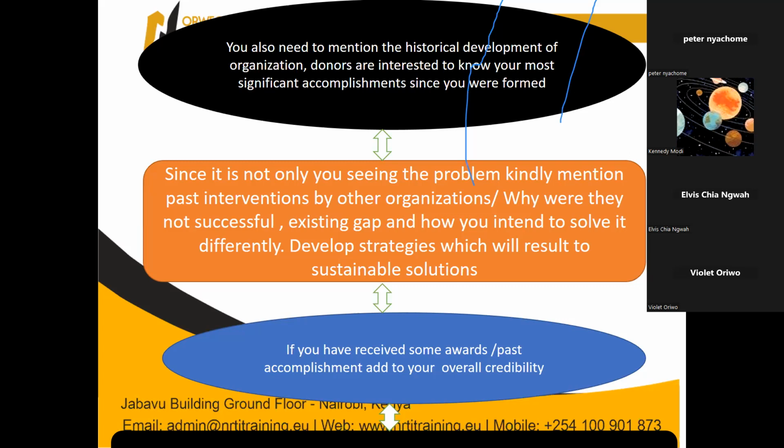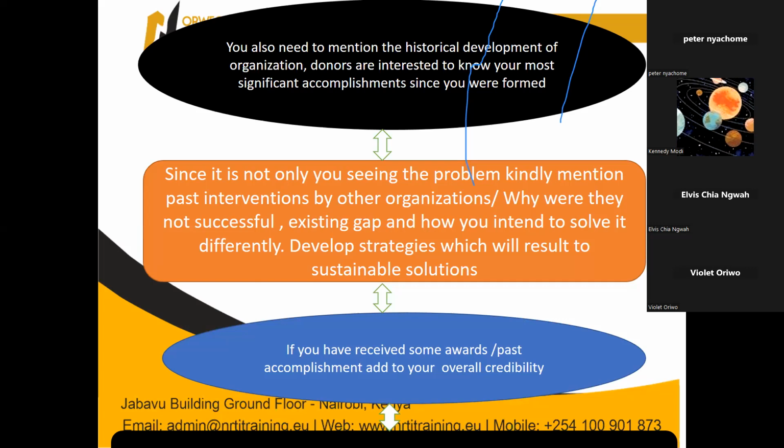So that's why it must come out very clear that you are the right candidate for this particular proposed project to be implemented safely. When this money is released, the money is safe. It is not only you seeing the problem. You must be able to mention the past intervention measures and develop strategies which will result in a sustainable solution.